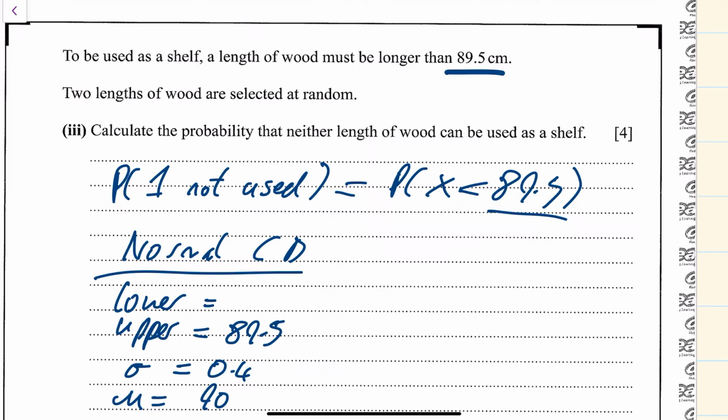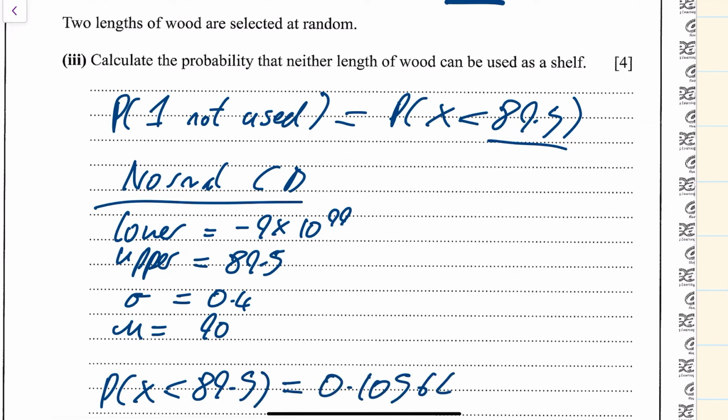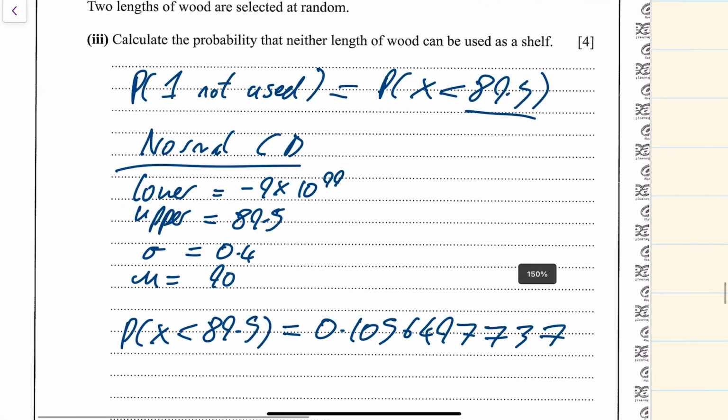But the way I do it is minus 9 times 10 to the power of 99. If you don't like that, just put in minus 1 million or whatever the biggest number is that it lets you do. And you should get roughly the same thing to a few decimal places. So when I hit that into my calculator, I got the probability X is less than 89.5 as 0.10564977737. Okay, that was the probability of one.